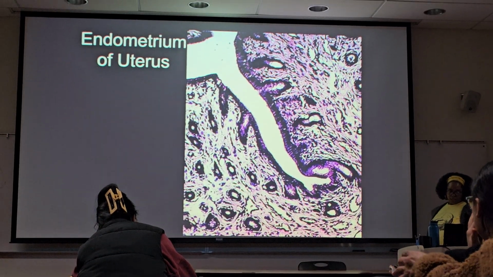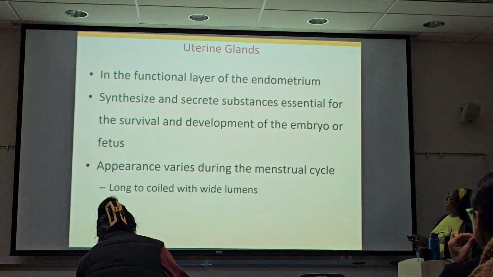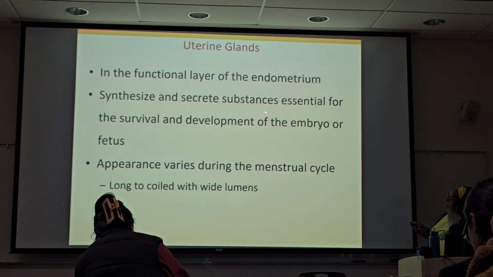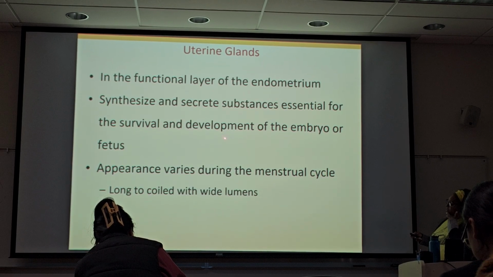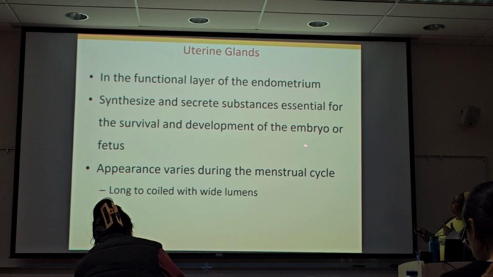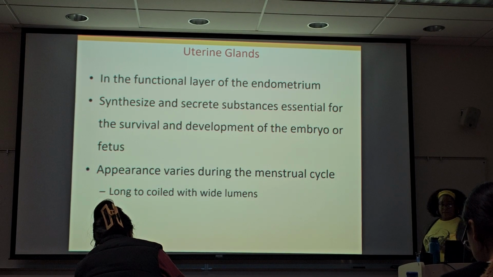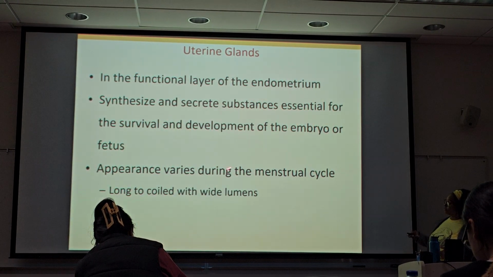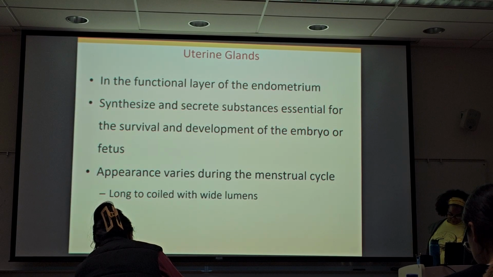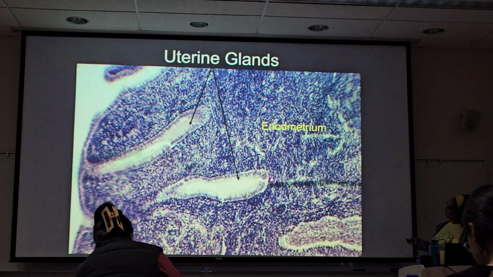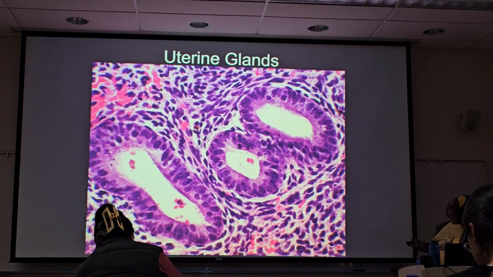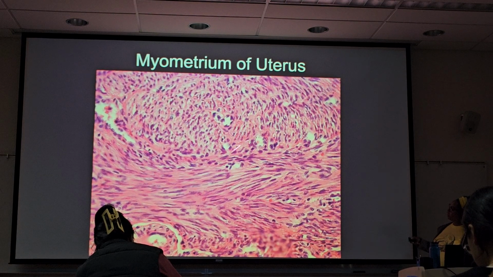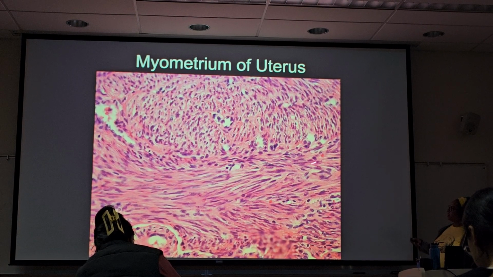Endometrium. And here in the endometrium, we have uterine glands. And these secrete substances that are there to take care of the embryo, okay? Or the fetus that was from the embryo. So the uterine glands. The myometrium, that smooth muscle layer.